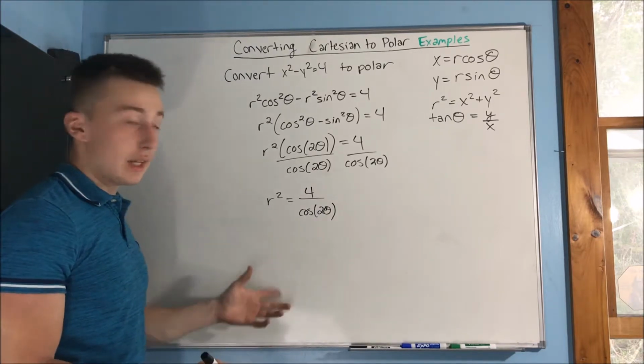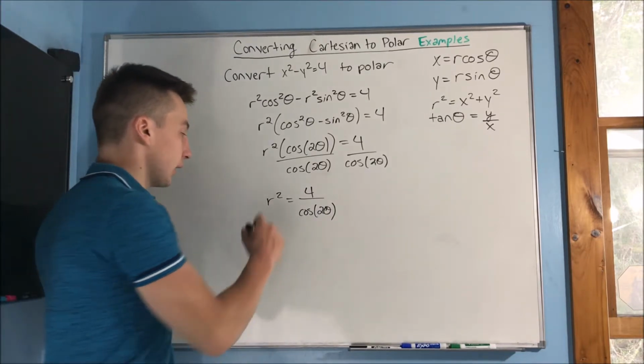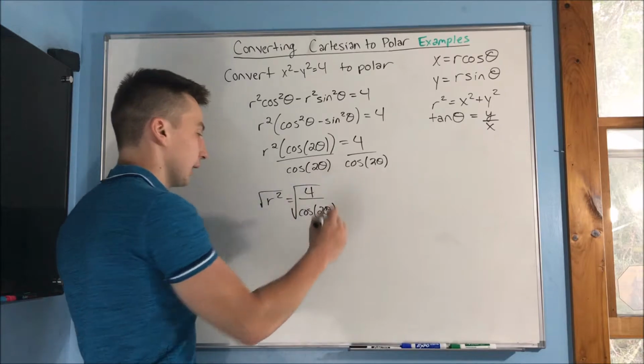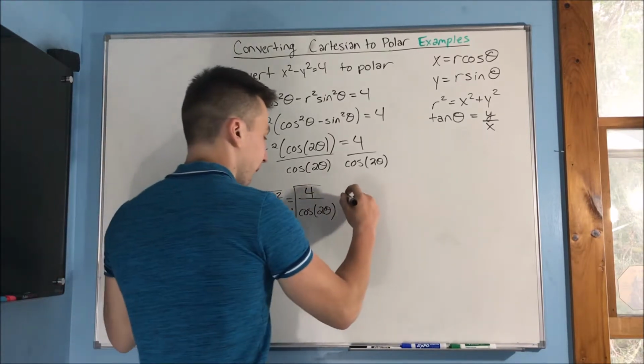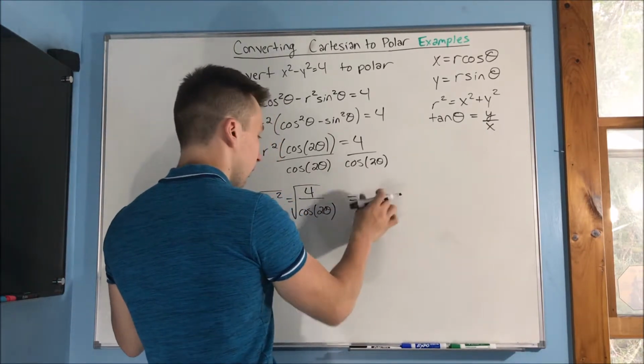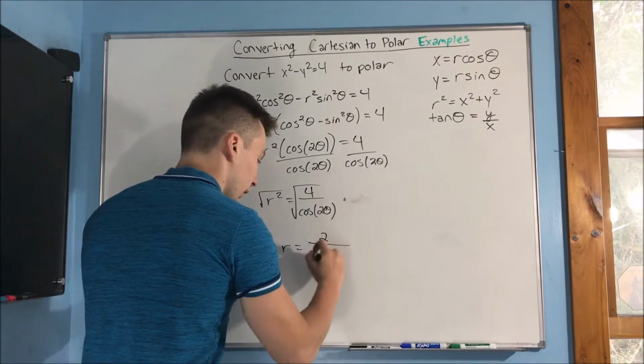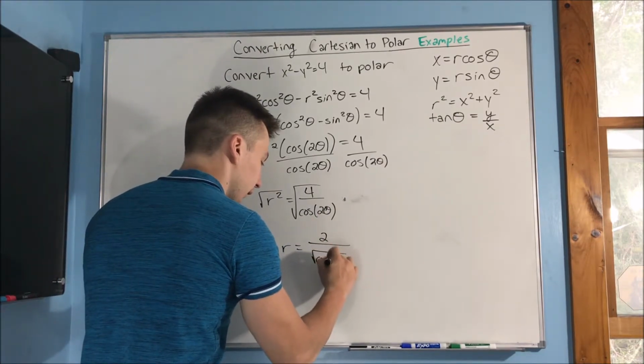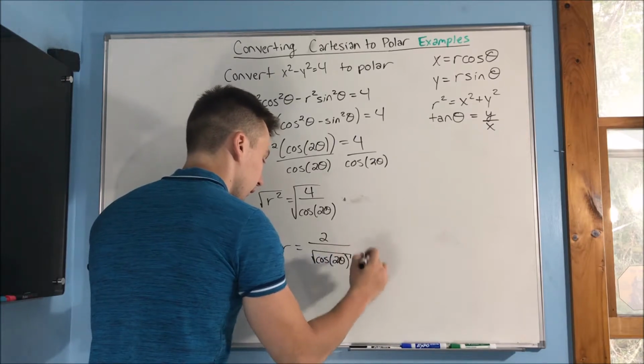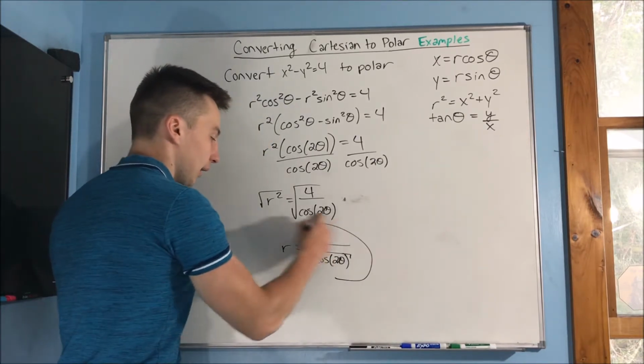If you want to get r completely by itself, you can just square root both sides. And you get that r is going to equal 2 over the square root of cosine 2 theta. And that's going to be it.